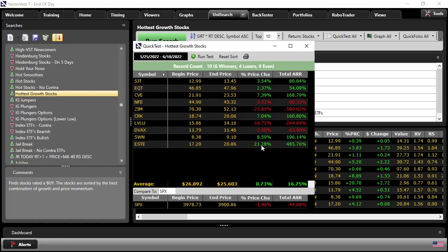Biggest gainer was ESTE, up 21%. Biggest loser, ZIM, down 25%. Overall, the basket made just 1%, well, 0.75%, while the market was down 2%. So we had a positive return, beat the market, but I'm not going to write home a letter saying how great a trader I am at a 0.75% gain. But I have an interesting insight I'd like to share with you.